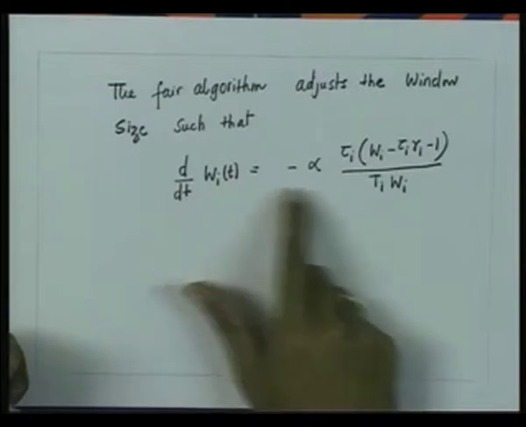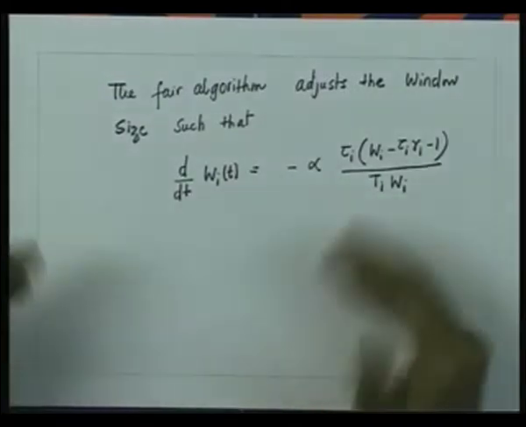So the solution leads to an algorithm which adjusts the window size in such a manner that dWi/dt is given by this expression. We leave it at this point and don't discuss this issue further, because, as we have seen, TCP's congestion control mechanism is the dominant mechanism deployed in the internet for the control of best-effort networks, and therefore we would like to see the performance analysis of TCP's congestion control mechanism in somewhat more detail.